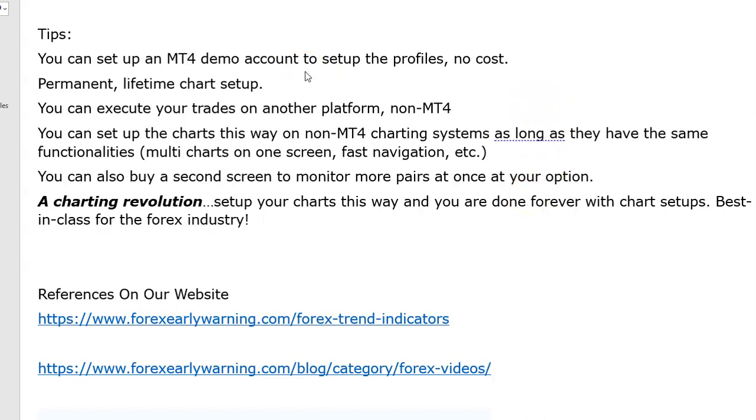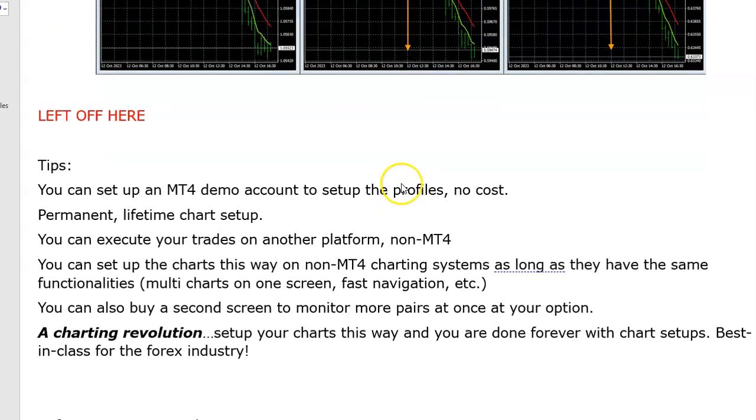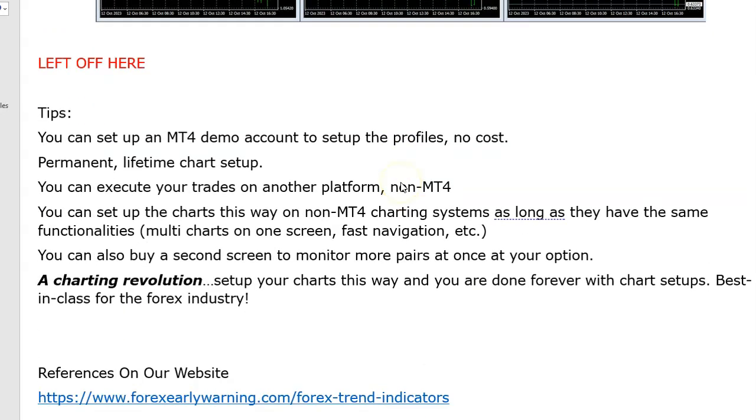Now as far as your basic overall setup, you can set up these charts on a demo account. You don't have to trade off of MetaTrader. If you have an execution system you like, you can keep it and just set up all these charts on a demo account. This is a permanent lifetime chart setup. Once you set up your charts this way, you'll never set it up another way. It's worth all the effort of putting it together. It'll take some time at first, but it's definitely worth it.